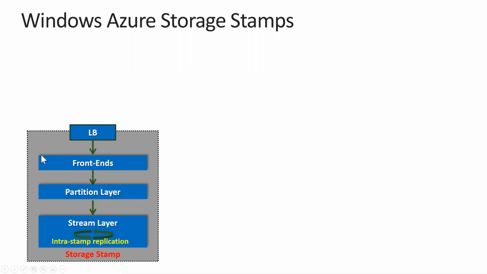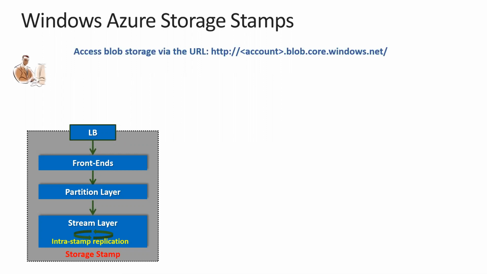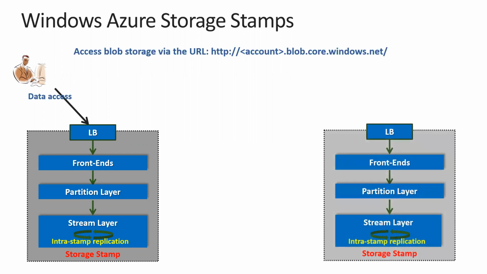The front end layer is basically request routing, authorizations, and all those things that we expect from the front layer of a system. So let's say if a user has to access data, then it will first go to the load balancer and then the front end, partition layer, and stream layer, and then it will actually be returned.